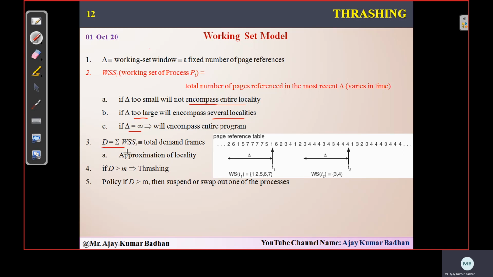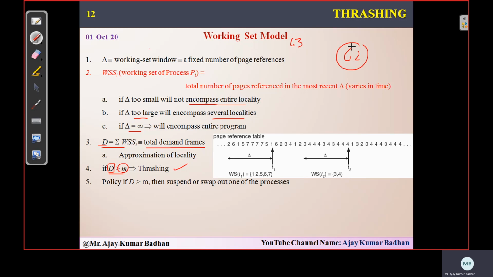So the formula given for this is D equal to sigma WSSi. D is nothing but the total demand for frames by the processes. Now this D should not be greater than N. N here is nothing but the number of frames we have. Like in the previous example, we had 62 frames. Now if D is demanding 63 frames, then this will result in thrashing.